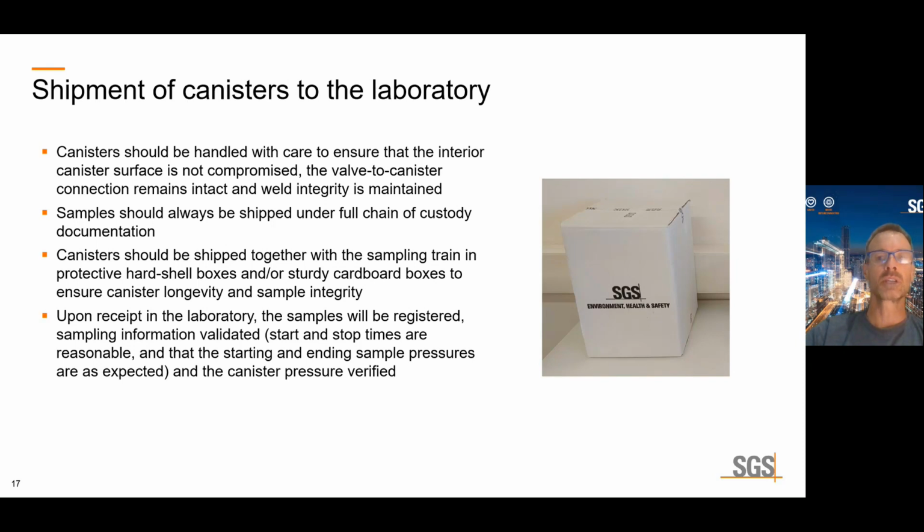Upon receipt in the laboratory, the samples will be registered and the sampling information will be validated. In other words, the laboratory will validate that the start and stop times are reasonable and that the start and ending sample pressures are as expected, and the laboratory will also verify the canister pressure.